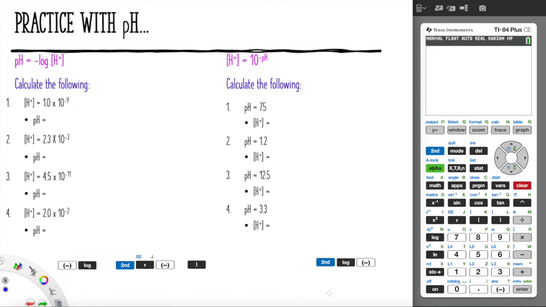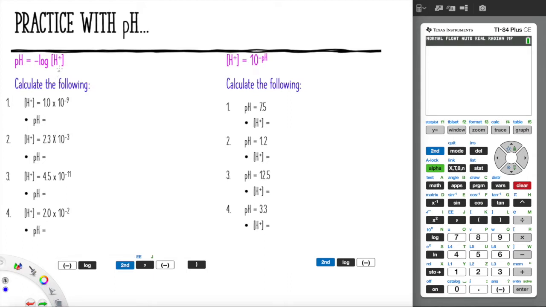So let's go ahead and practice some pH calculations. The first formula that we're going to be using is this one up here at the top. pH is equal to the negative log of the hydrogen ion concentration. These square brackets right here in chemistry, anytime you see anything in square brackets, that means we're just talking about the concentration of whatever is in there. And in this case, we're talking about the concentration of hydrogen ions.